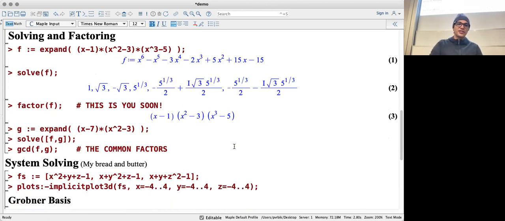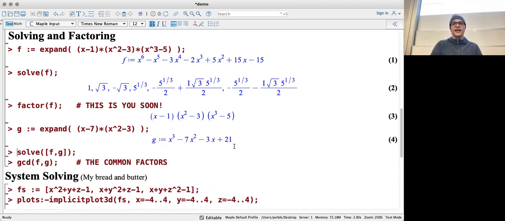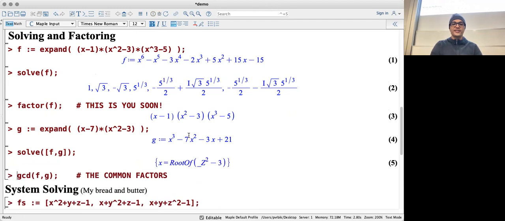Okay, so I'm going to give you another function here called g. It's x minus 7, x squared minus 3. It looks like this. So now what does it mean to solve two things simultaneously? Well, this is the collection of all points that will zero out f and g at the same time. You can think about this if you drew them on the plane. These are the x positions where they're going to cross.